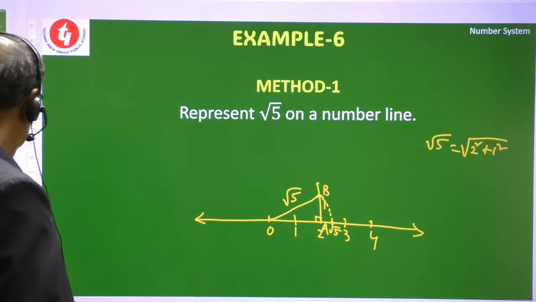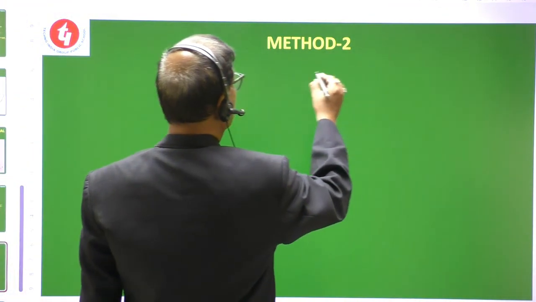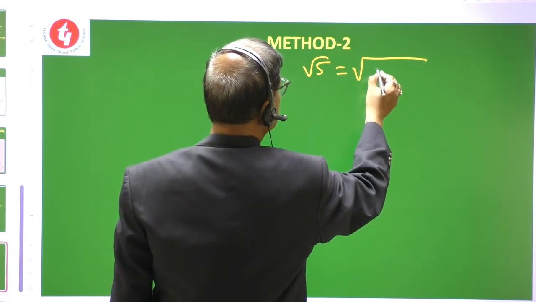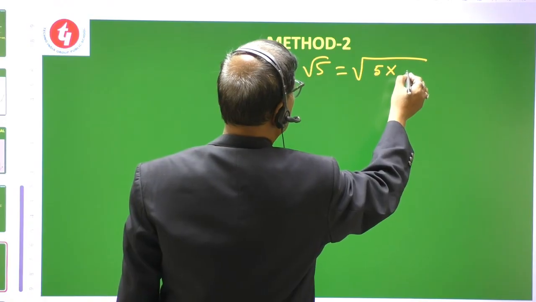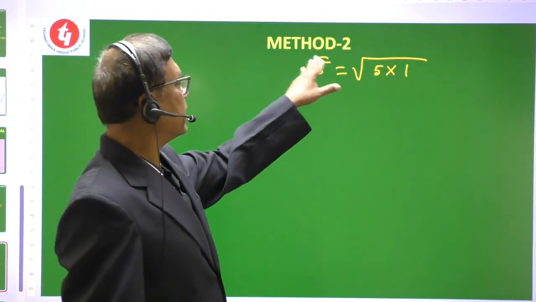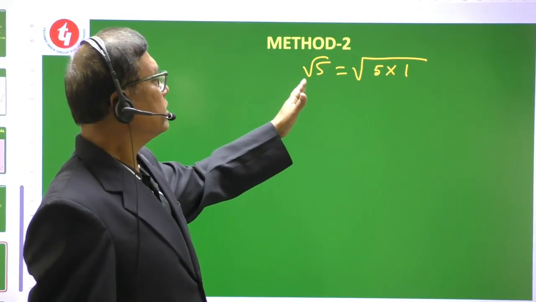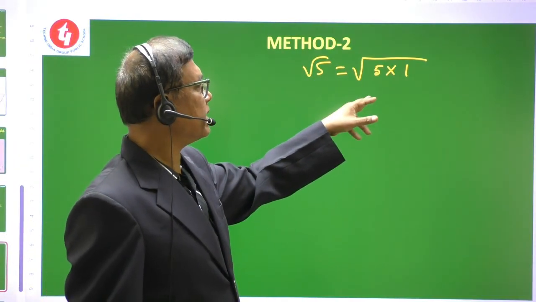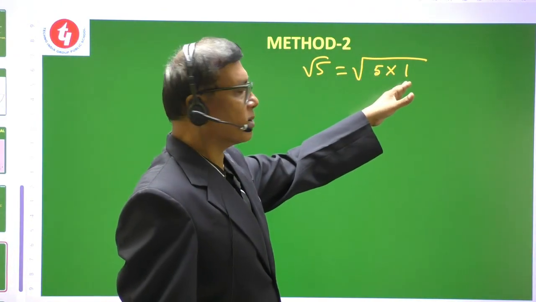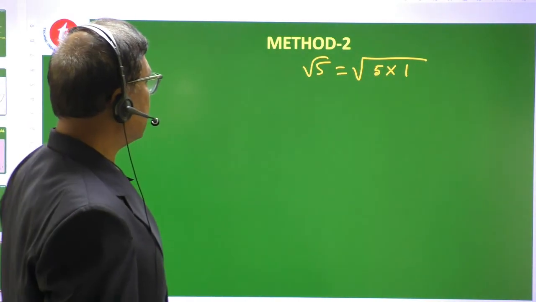Now method 2. Here also we will represent root 5 on a number line. But here I am expressing this 5 as the product of two numbers, that is 5 into 1. So any number under root, say decimal, non-perfect square, any irrational number, we can represent by method 2. How? We express any number as the number into 1. So here 5 into 1.